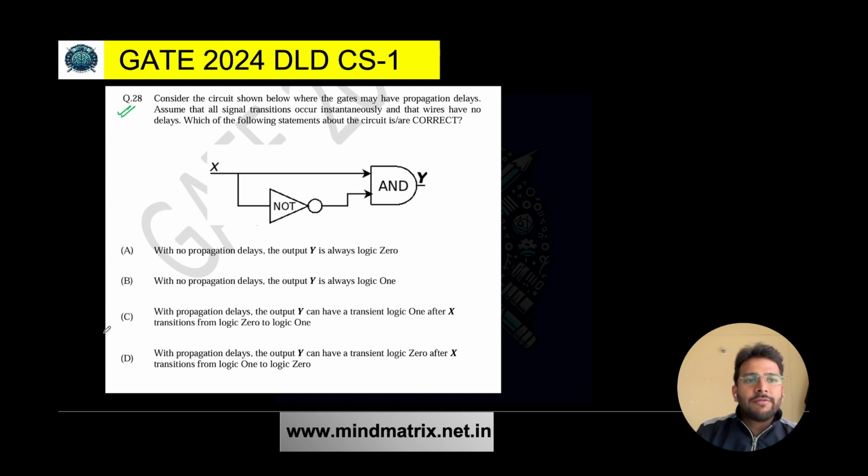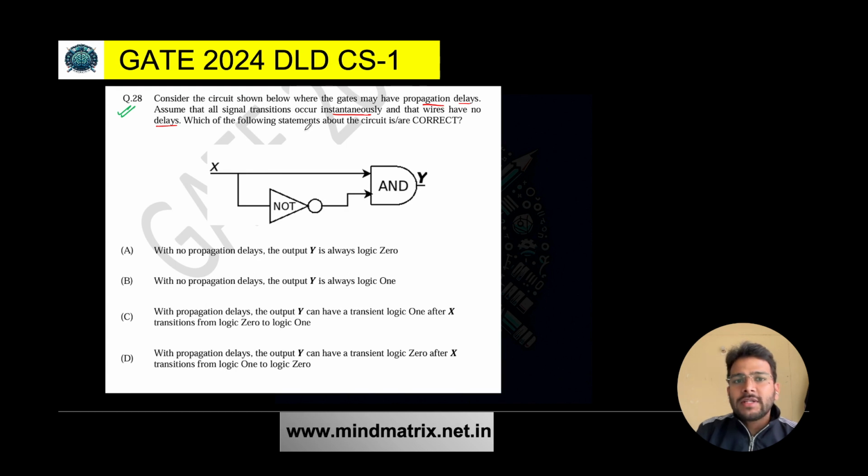Now here we have the second question, and let's try to read the question first. Consider the circuit shown below where the gates may have propagation delays. Okay, so the gates can have propagation delay. Assume that all signal transitions occur instantaneously. That means all signals are transferring instantaneously without any delay. And the wires have no delays. Wires are also having no delays. That means only gates may have the propagation delays to transfer the signal that is present here.